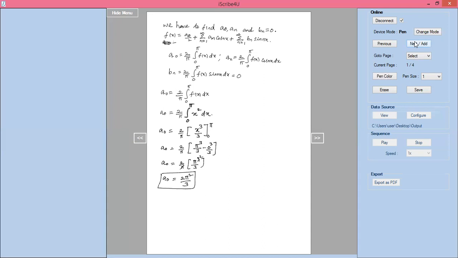Next, an equals 2 by pi into the integration of 0 to pi of f of x into cos nx into dx. Now an equals 2 by pi into the integration of 0 to pi, where f of x is x square, into cos nx into dx. Now x square I take as u, and cos nx into dx is dv. So this term I'll take as u, and this one as dv.